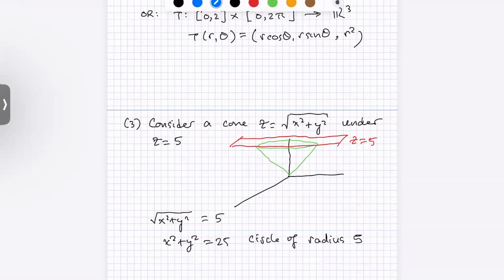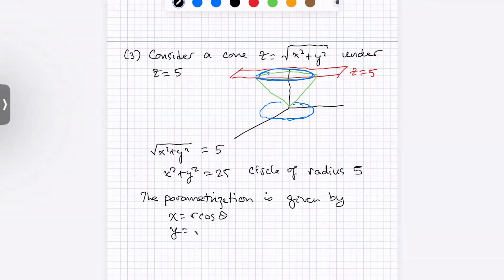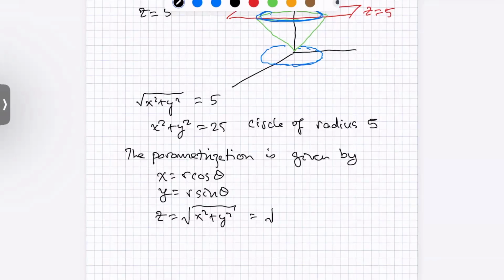Now, where is the circle of radius 5? It's right here, this blue circle right here, circle of radius 5. I'm going to project it down here to the xy plane. And then I'm going to do my parametrization of this cone, of this finite height cone, which is given by x equals r cosine theta, y equals r sine theta. And then z is the square root of x squared plus y squared, which you can calculate out. It's the square root of r squared, which is r.